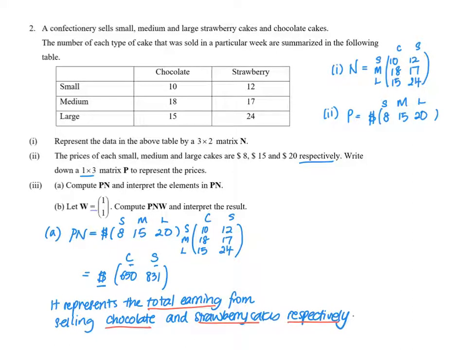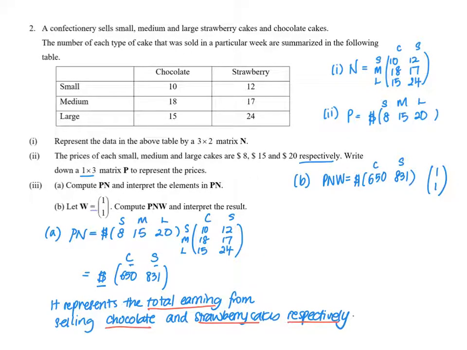Part B. They ask us to find W such that P and W compute this result. So I'm going to use P and W, which is 650, 831. This is the price from chocolate and strawberry. By multiplying it to 1, 1.